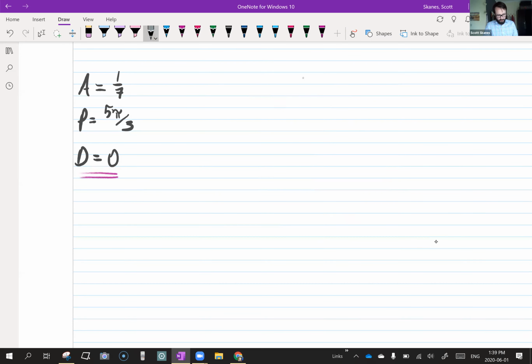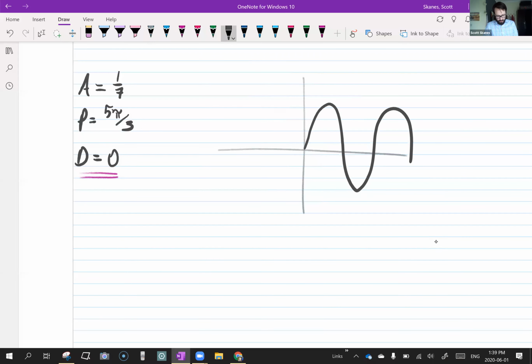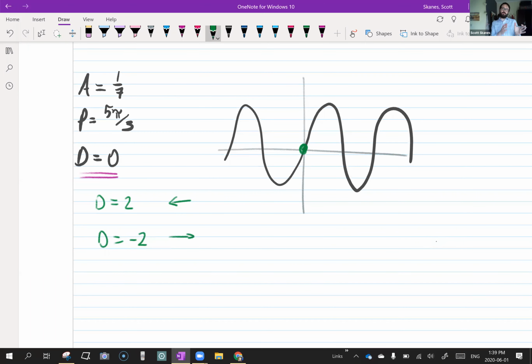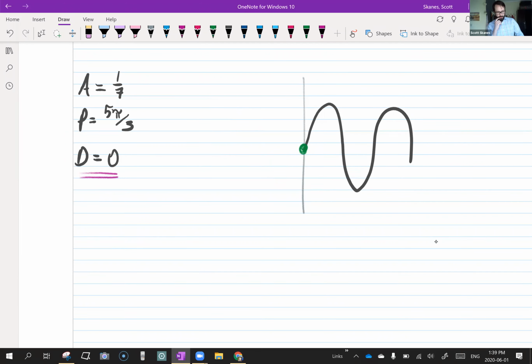What displacement means is if you had your regular sine functions look like this, they have a y-intercept right at the center. Displacement of 0 means that it hasn't been shifted left or right. If the displacement was 2, then it would have been shifted to the left. If the displacement was something like -2, it would have been shifted to the right. But in this case, we don't have any displacement. So I just wanted to quickly recap that in the shortest way I could.